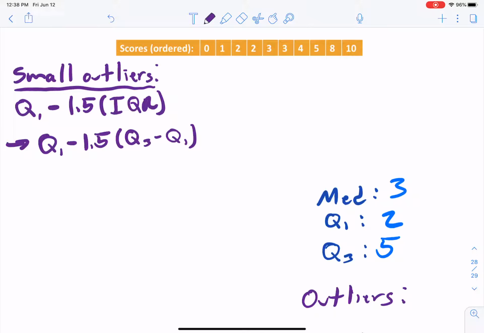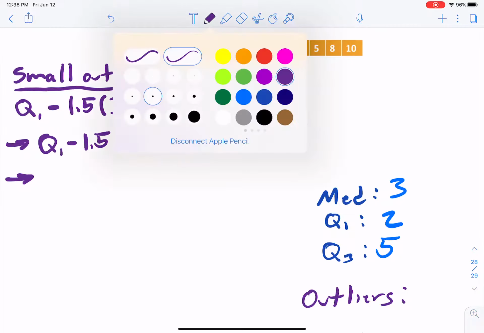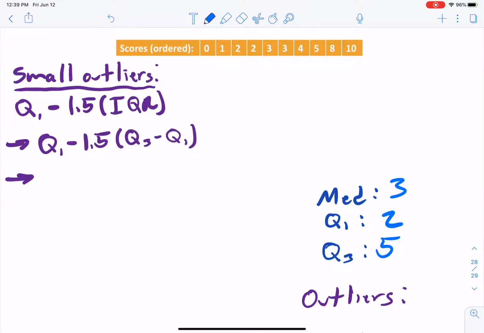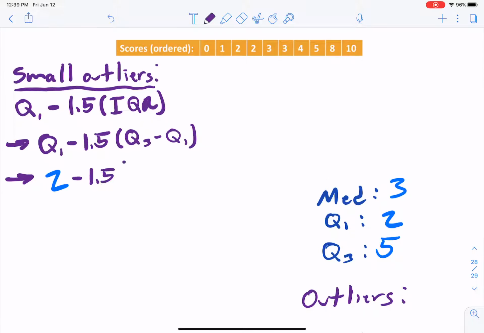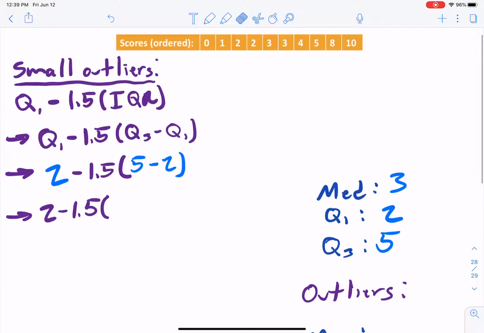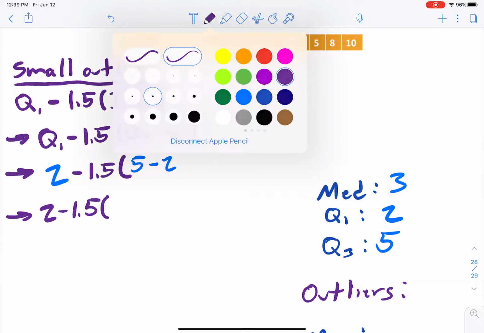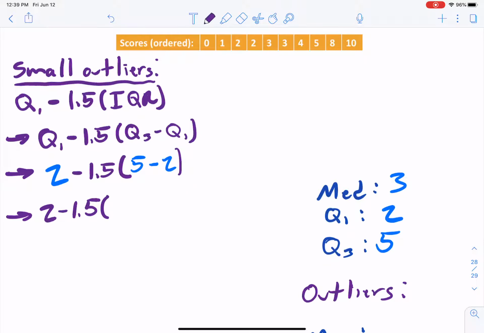So for small outliers, I'll use different colors too. It's going to be 2 minus 1.5, and then Q3, which is 5, minus Q1, which is 2. So then we'll come down here and work this out. I'm going to show you every step so we don't lose anything. So that's 3, right?